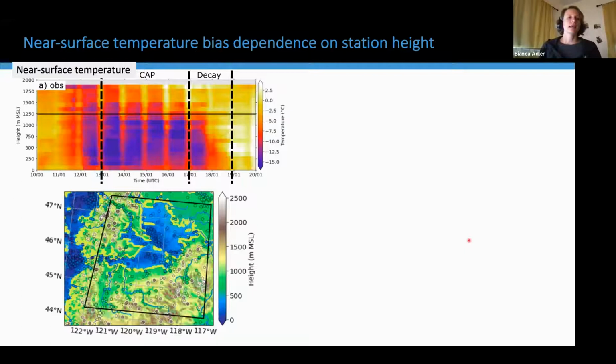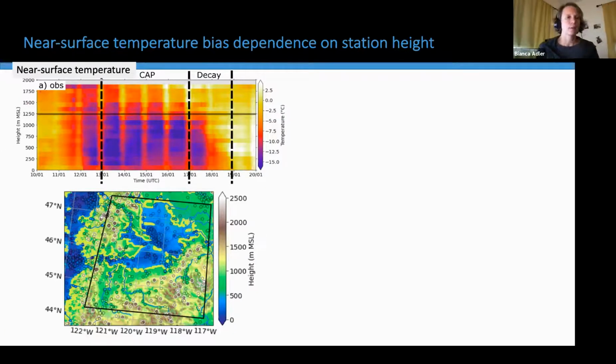Okay. So the next bias I investigated was the near surface temperature bias, and I used all these stations I showed in the first part of my talk and compared them to the closest grid point. So for a better visibility, I averaged values of stations which are within 100-meter height bins.